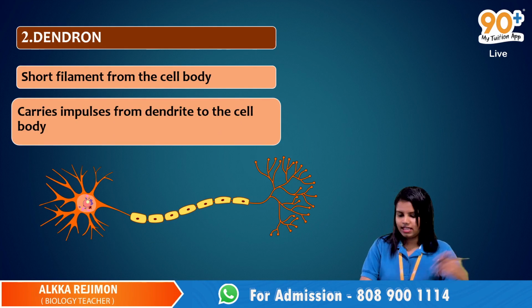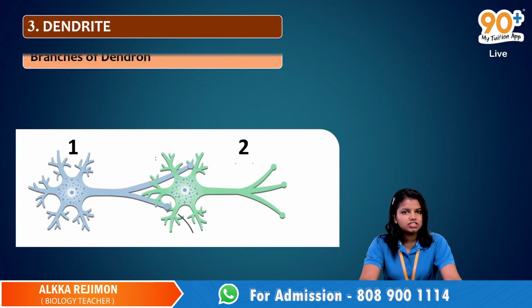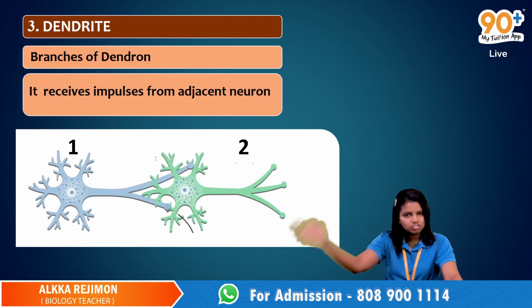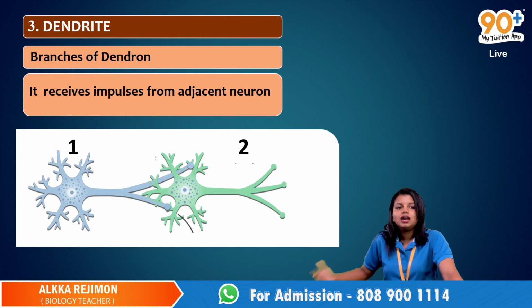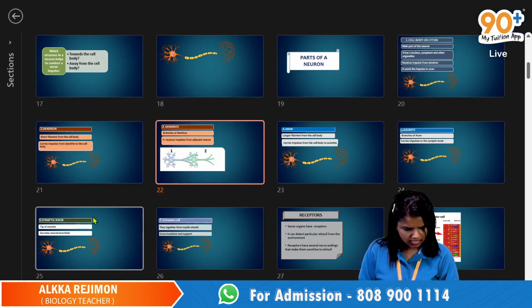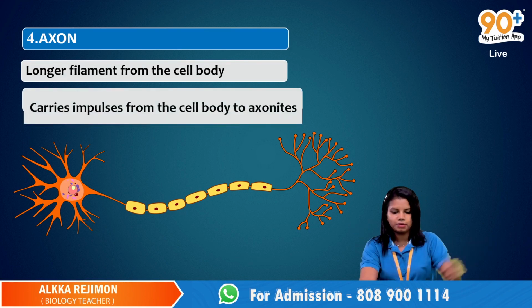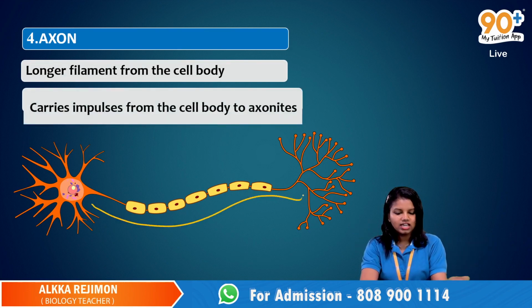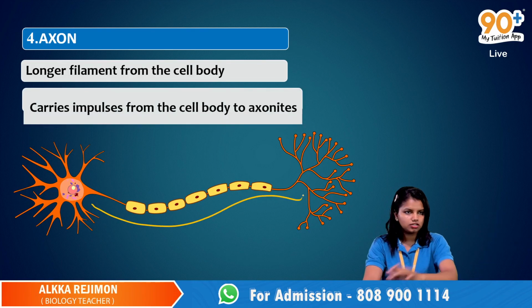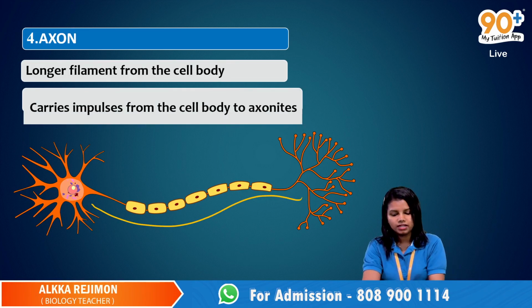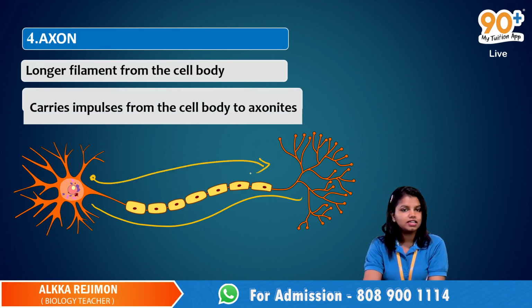Yes, and then comes our dendrite, which is basically the branches of the dendron, and it receives impulses from the nearby neuron. And then you have the axon. As I've already said, this is a longer filament of the cell body, and it is carrying the impulse from the cell body till the axon end, or till the axonite.